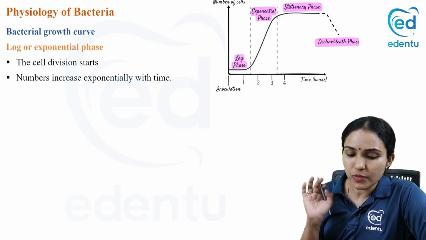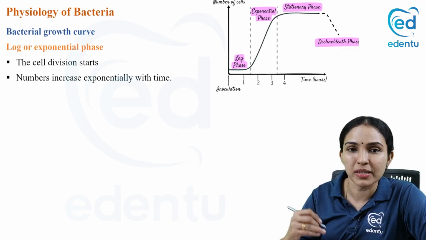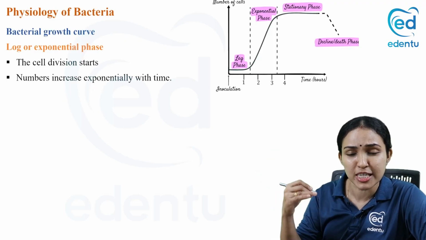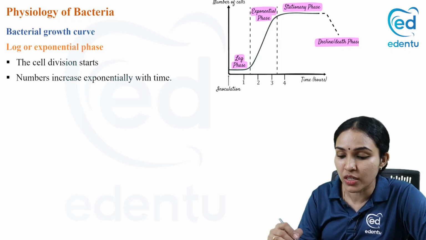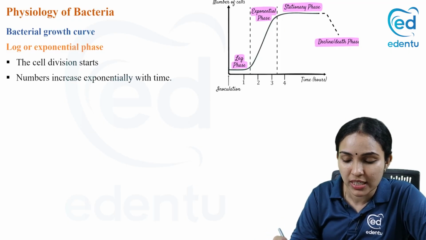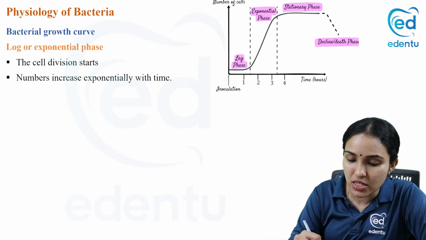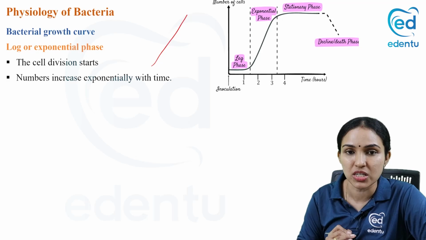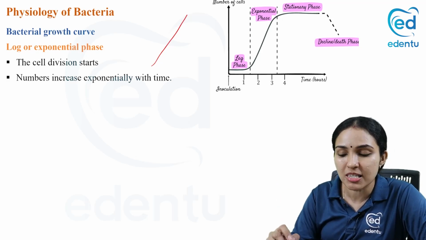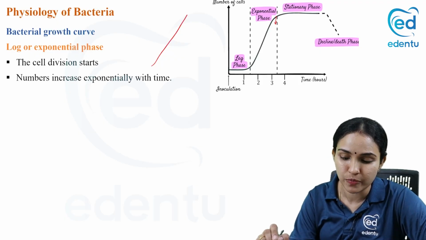Okay, once the bacteria starts dividing, then what happens? It will be in a logarithmic phase or an exponential phase. So there will be exponential increase in number with time. This is the time where the cell division is occurring very smoothly and the bacterial count will be increasing exponentially. So you get a straight line graph. That is the exponential phase. So the maximum number of bacterial count you will get at the end of the exponential phase.